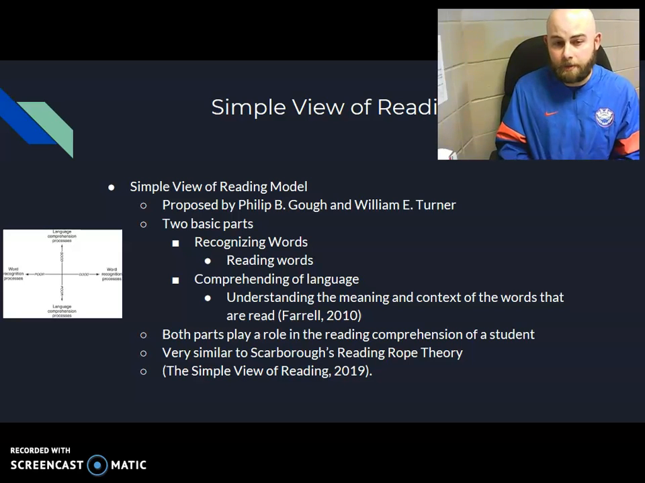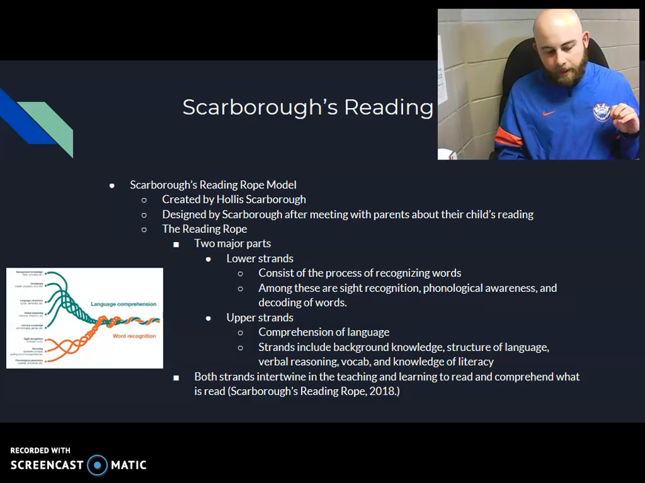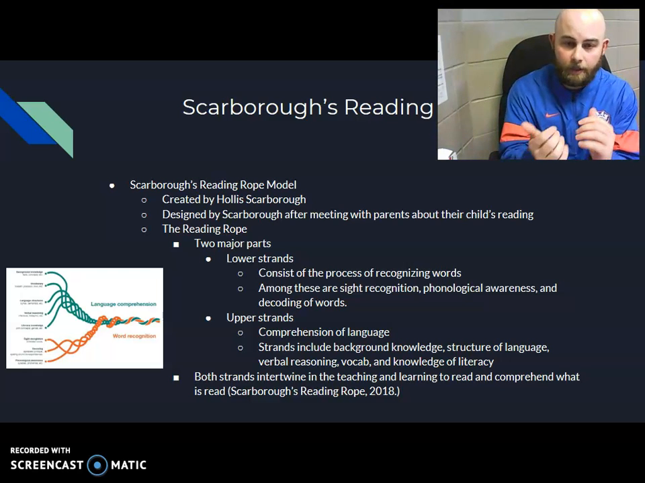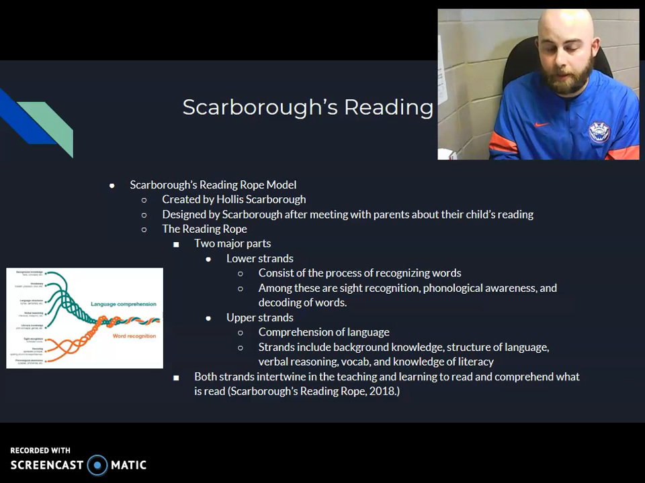This model is very similar to the reading rope that we're going to talk about next, and it was created by Hollis Scarborough. See, Scarborough had videos and lectures about reading, and parents would come with questions of why is my child struggling to read?